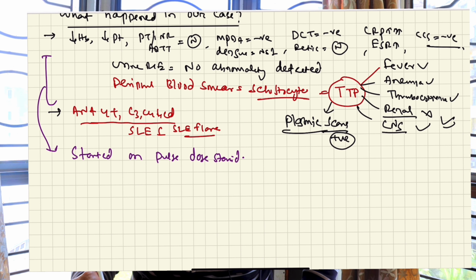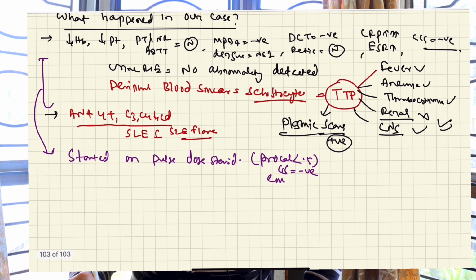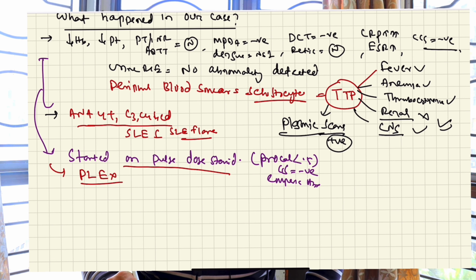But absolutely we have to show that the patient is not infected. In this case, procalcitonin was less than 0.5, so the patient had no infection. Cultures are negative, and the patient was on empiric antibiotics. We gave pulse dose steroid to this patient for the first 3 days. At the same time, because schistocytes, PLASMIC score and TTP scorings are positive, we started plasmapheresis, PLEX. As the plasmapheresis started, we gradually tapered the steroid dose.